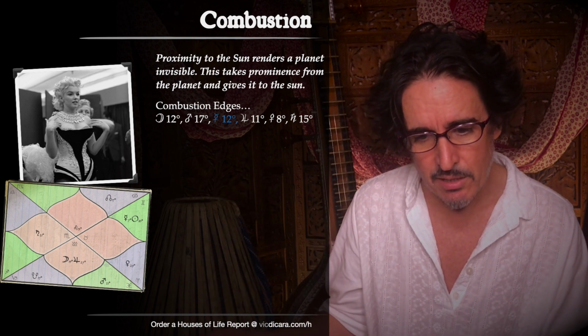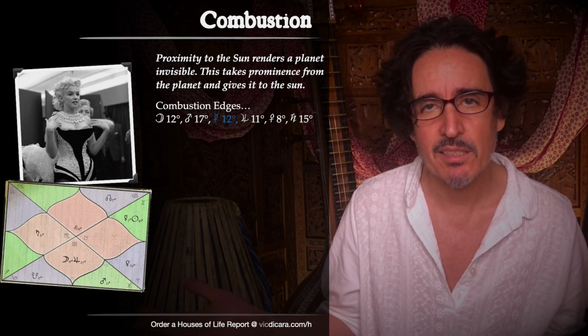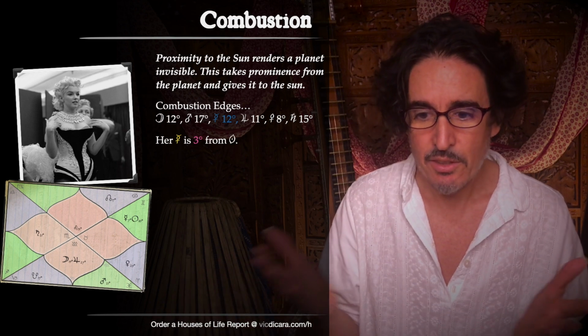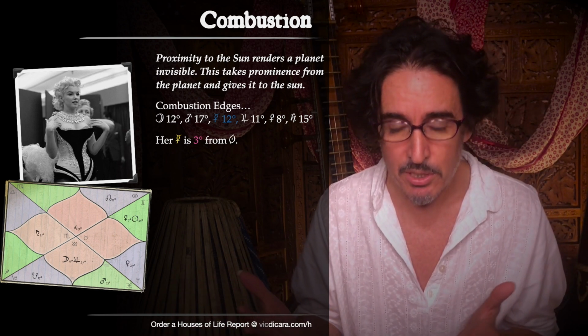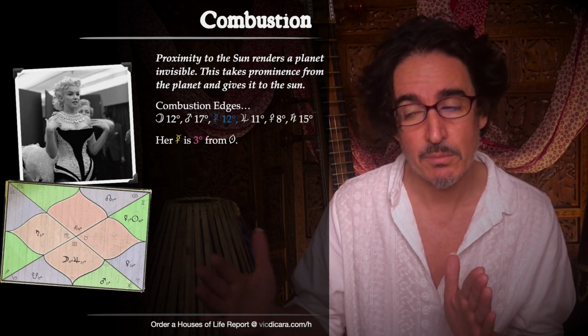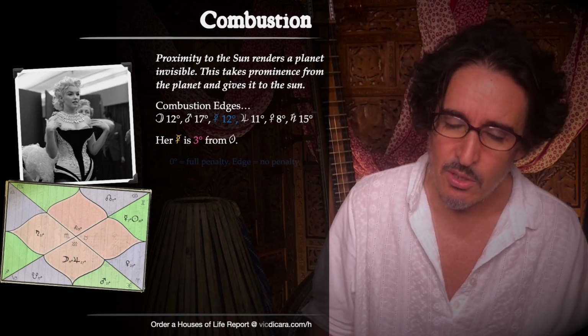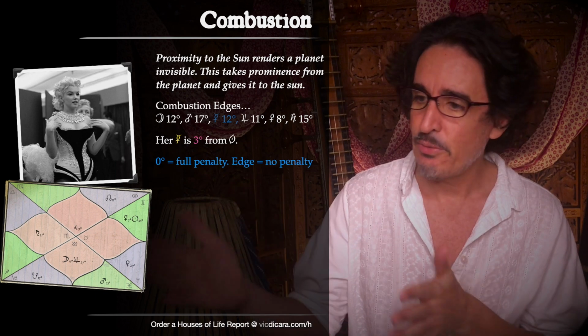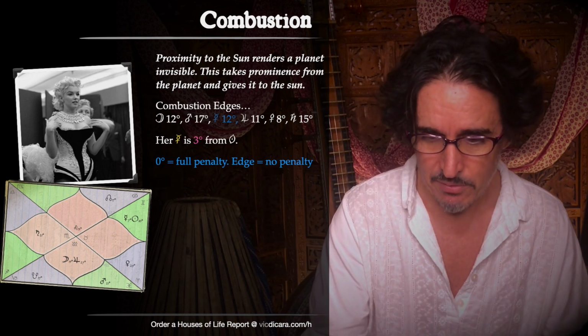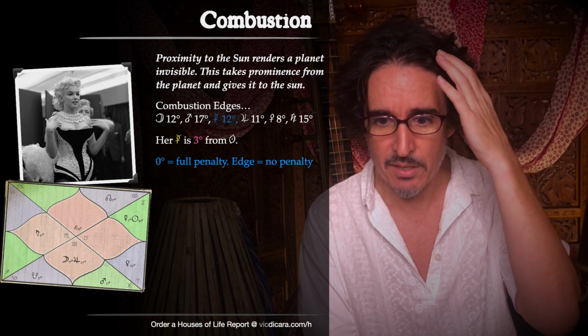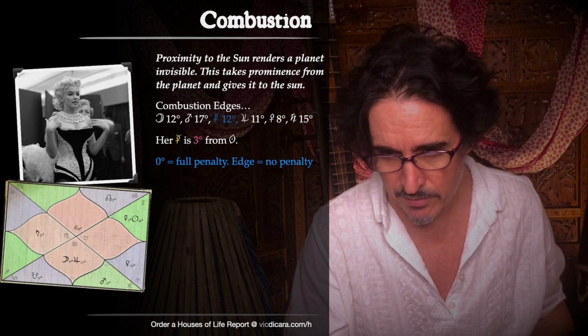Sun is at 10 degrees, Mercury is at 7. 10 minus 7 is 3, right? 3 is less than 12. Mercury's tolerance to the sun is 12 degrees. More than 12 degrees, you can see it. Less than 12 degrees, you can't. So we're just going to have to get a ratio of 3 to 12. And that's how we're going to quantify the amount of combustion that Mercury is suffering.